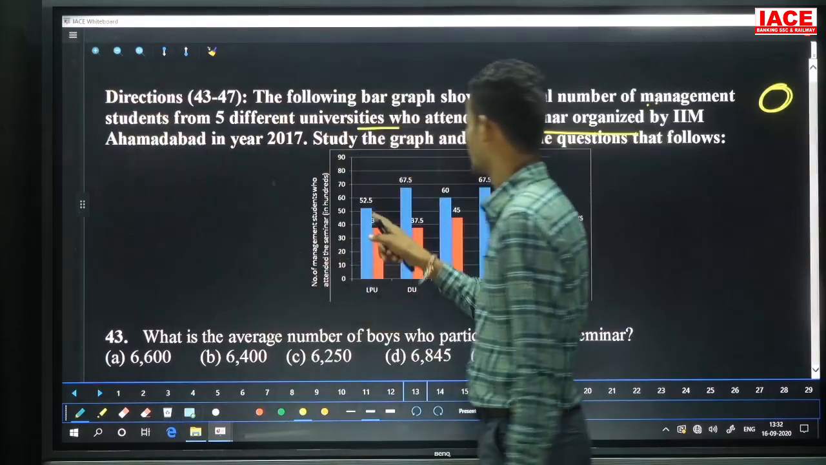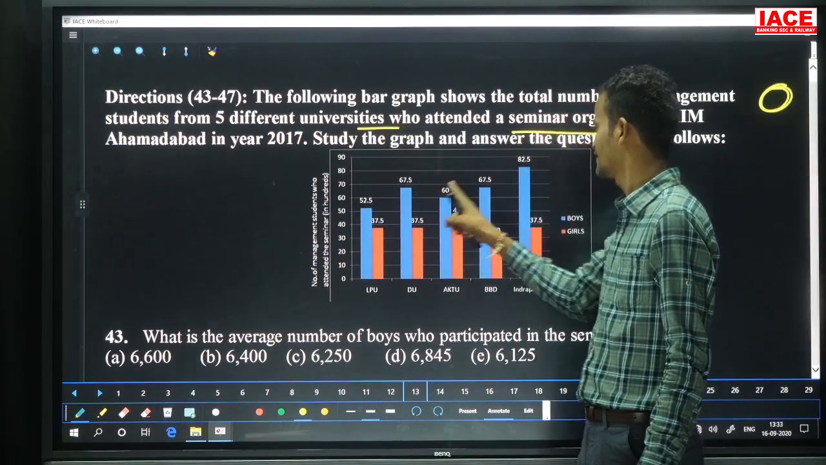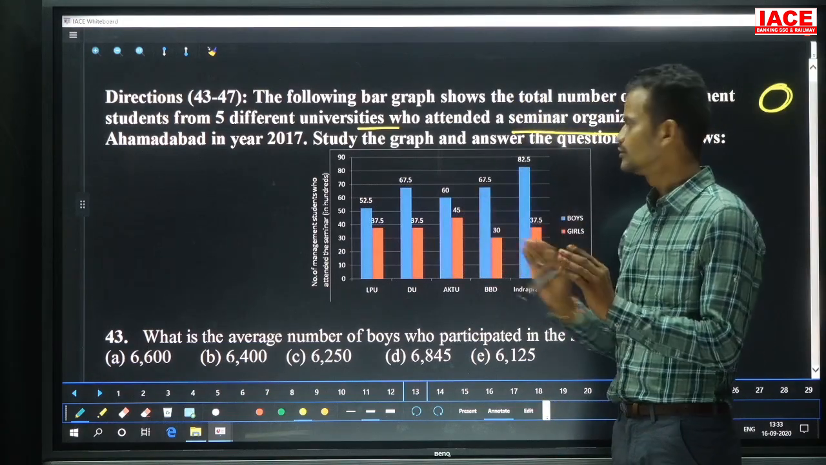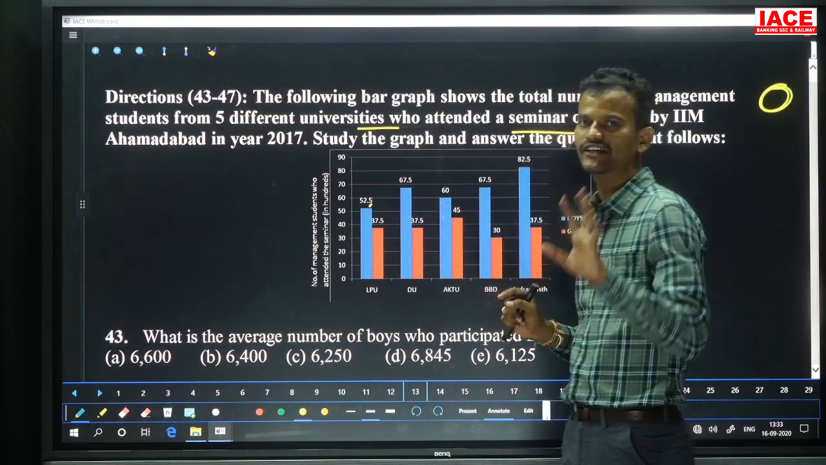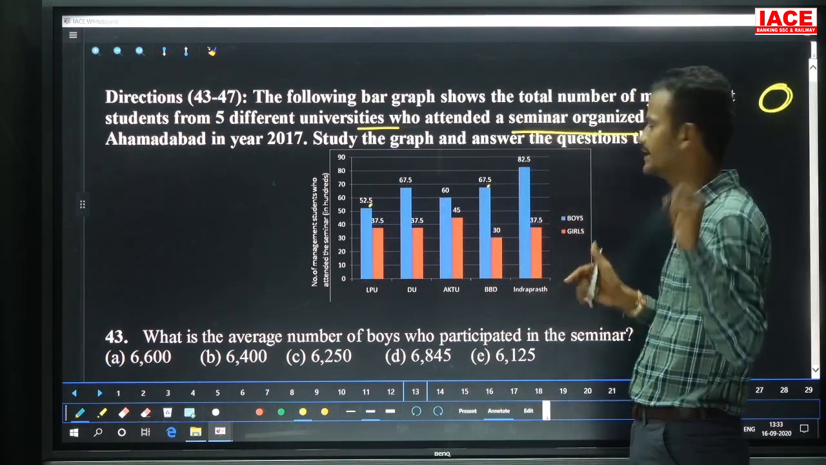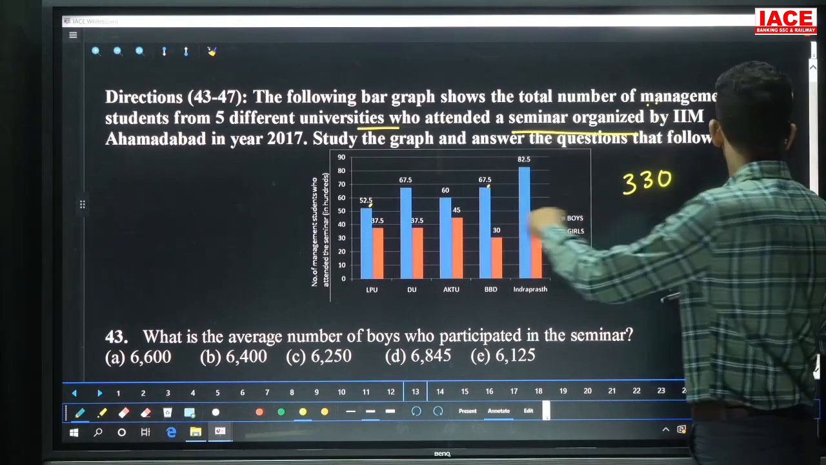Now see, 50 plus 60, 110, 110 plus 60, 170, 170 plus 60, 230, 230 plus 80, 310. So 2.5 plus 7.5, 10. 7.5 plus 2.5, 10. 10 plus 10, 20. 20 plus 310, 330. That means total how many boys attended from the universities, sir?